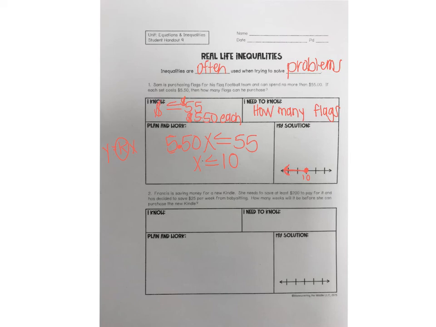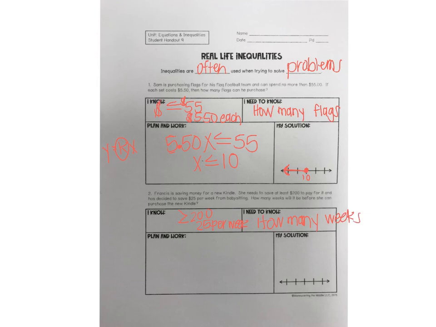Try the second one on your own. So it says Frances is saving money for a new Kindle. She needs to save at least $200 to pay for it, and she's decided to save $25 per week from babysitting. How many weeks will it be before she can purchase the new Kindle? So we know she has to save more than or equal to $200, and she knows that she's going to save $25 per week. I want to know how many weeks. What's the inequality that you wrote?